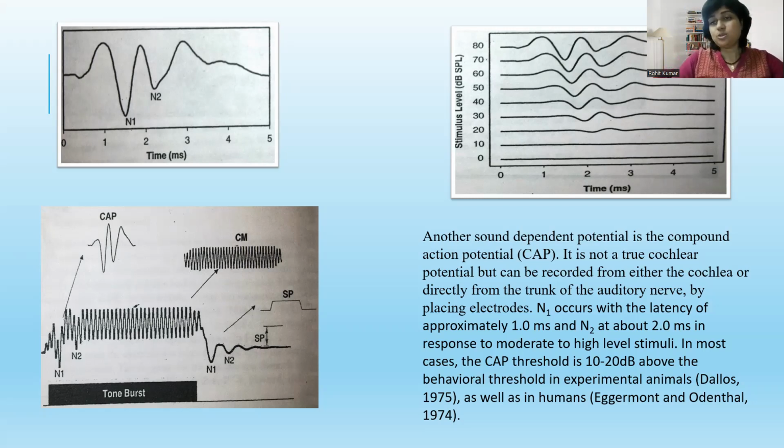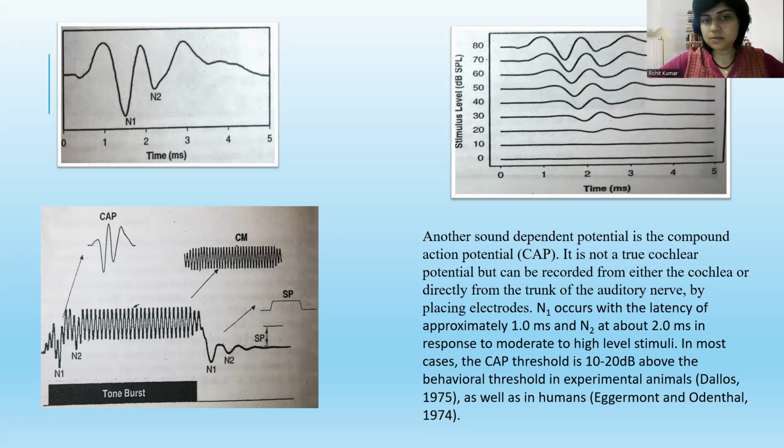Just next to it comes the compound action potential, which is not a very high threshold, not a very big threshold. It's just a 10-20 dB threshold, which is noted as the compound action potential.